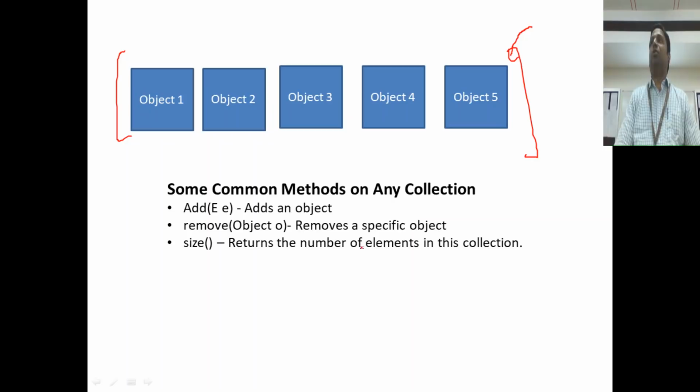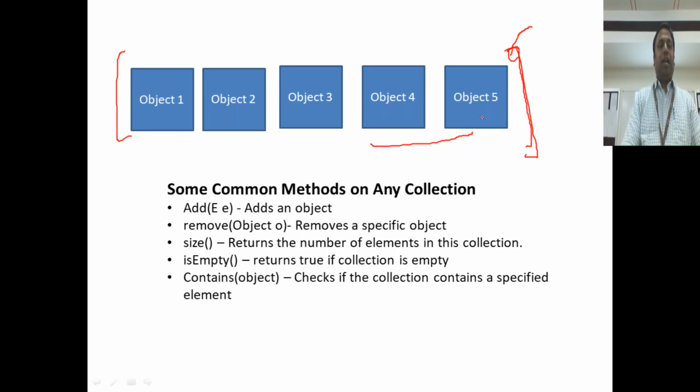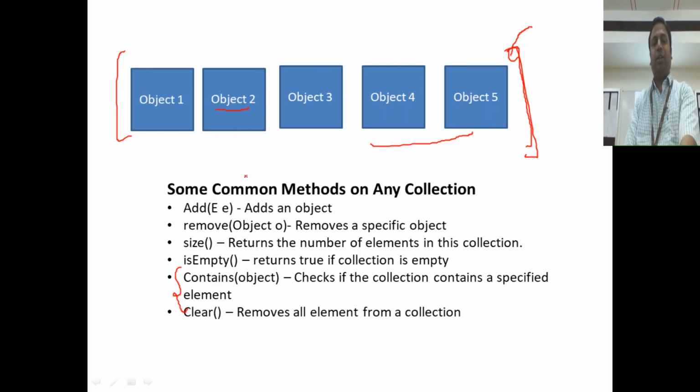size. How many elements I have in my collection? So size is also another thing I'll be interested in. Is empty. I can check whether the collection is empty or is it having any object. So these are some of the common actions we'll perform on any collection. Contains object. So this is for searching whether an object of this particular type is present. I mean whether object 2 is present in my collection. Searching for an object is also another common method.